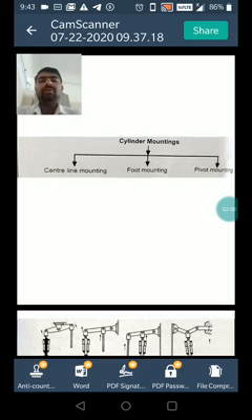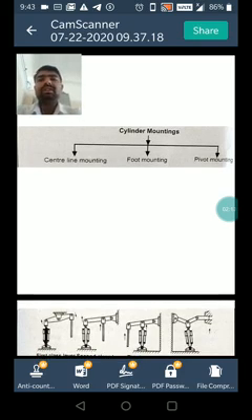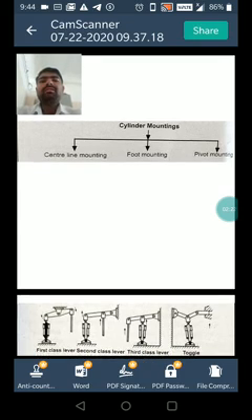Then foot mounting. The foot mounting of the cylinder introduces torque under the loaded condition. The cylinder may rotate or bend about the mounting bolt when loaded. The stress level on the cylinder is higher as compared to the center line mounting.